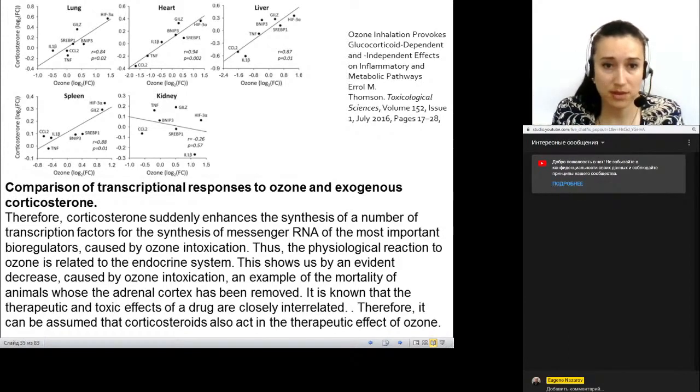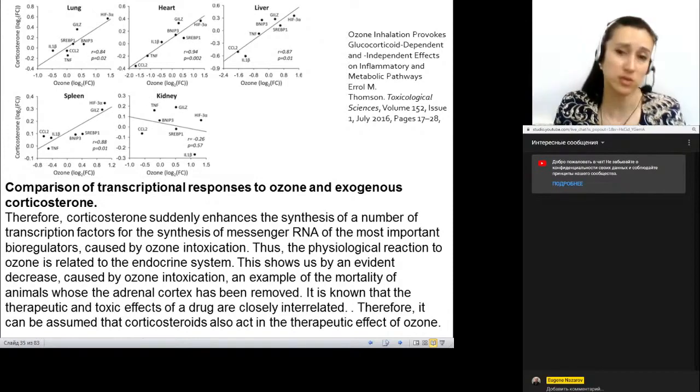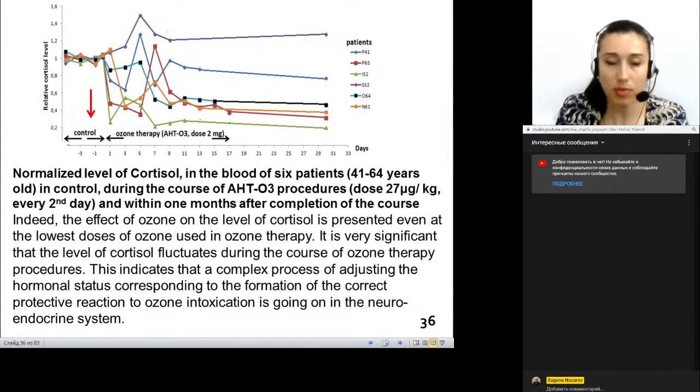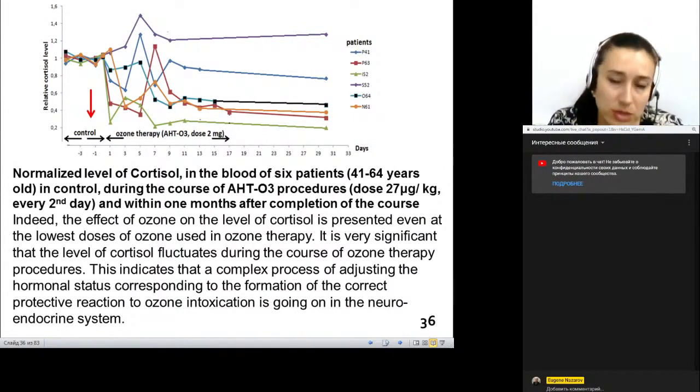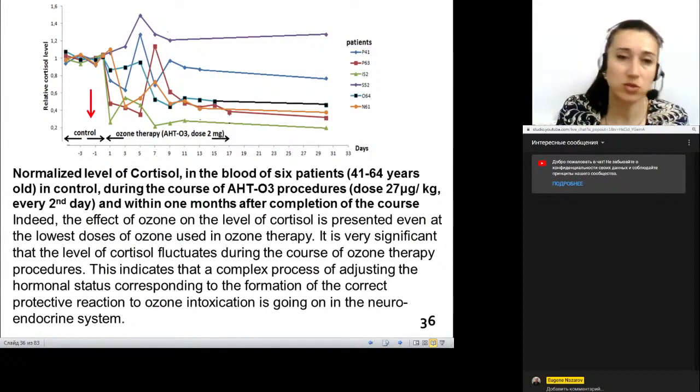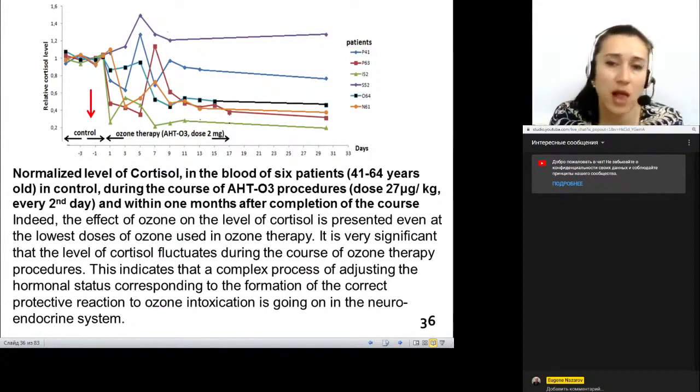It's known that the therapeutic and toxic effects of a drug are closely interrelated, so it can be assumed that corticosteroids also act in the therapeutic effect of ozone. So, the normalized level of cortisol in the blood of 6 patients. We took people from 41 to 64 years old, in control, during the course of autohemotherapy O3 procedures, and within 2 months after completion of the course.